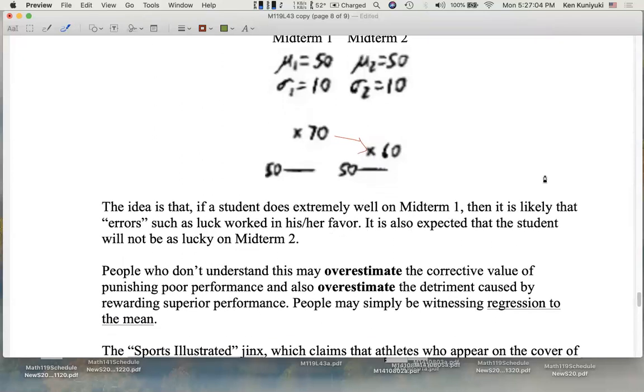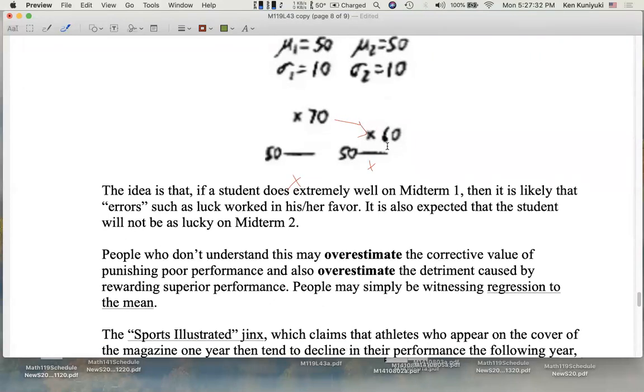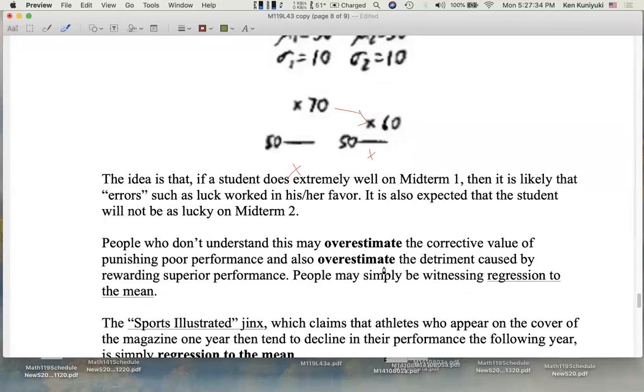So people who don't understand this may overestimate the corrective value of punishing poor performance. So if someone goes up from here to here, and what happened in between was that the parent punished the child, the student, well, then that punishment might be misinterpreted. Likewise, if you're going from here to here, and you notice that you've been playing with your iPhone a lot, well, this decrease may not be due to your iPhone use, it's just regression to the mean. So don't overestimate the detriment caused by rewarding superior performance. Like if you reward yourself with an iPhone and play with it, this here can be explained by regression to the mean, not your iPhone.